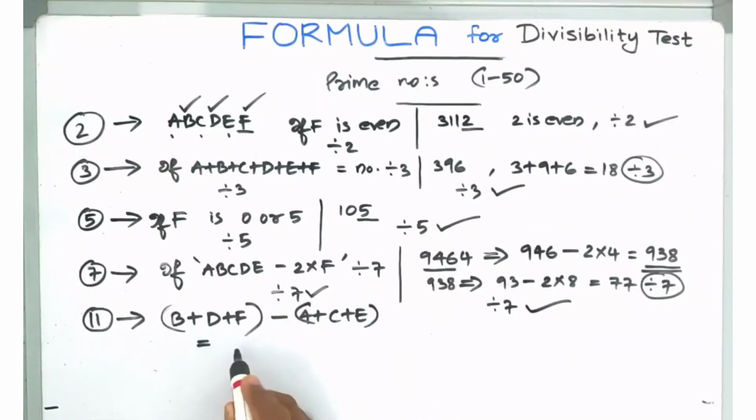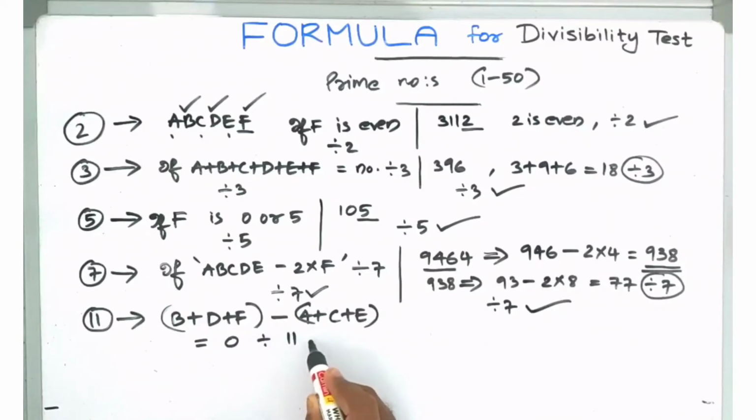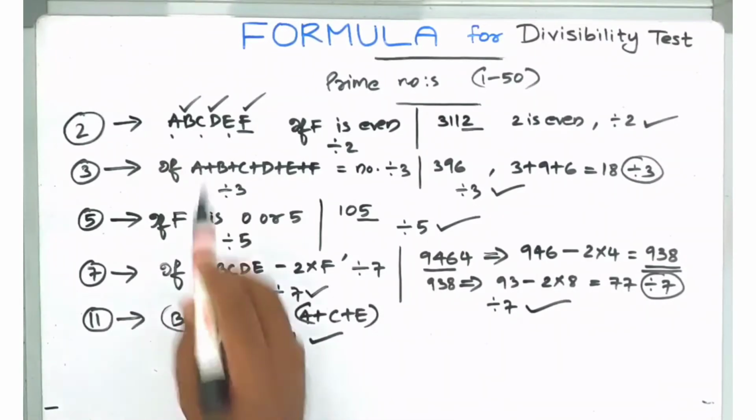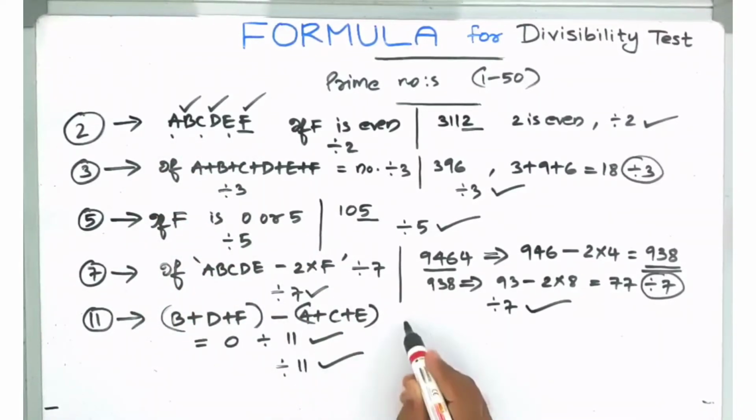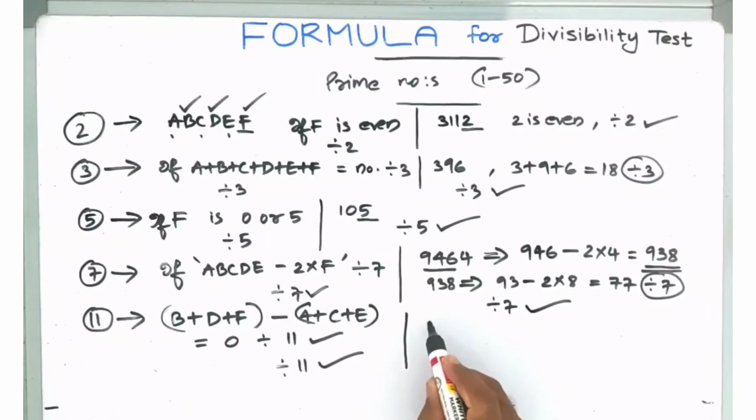So there is an answer for this. If this answer is 0 or a number divisible by 11, then this whole number is divisible by 11. That is the rule here.